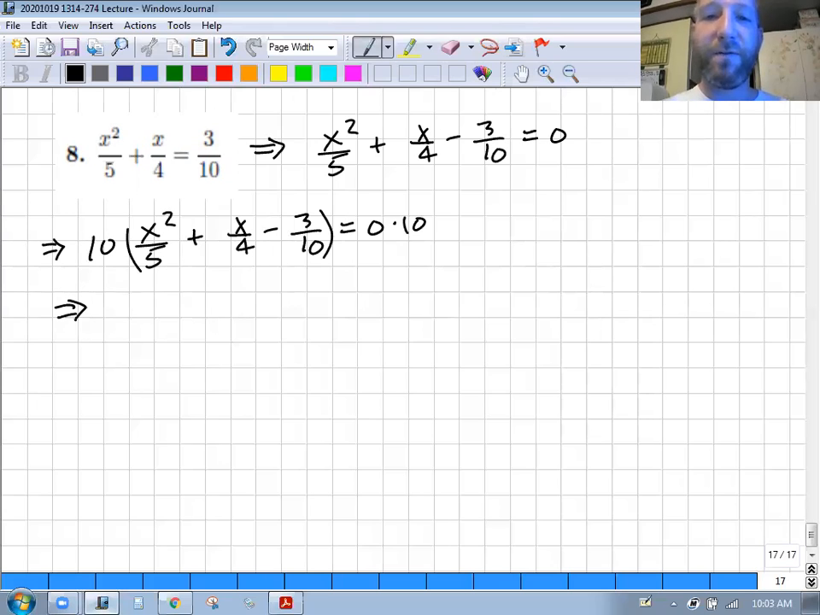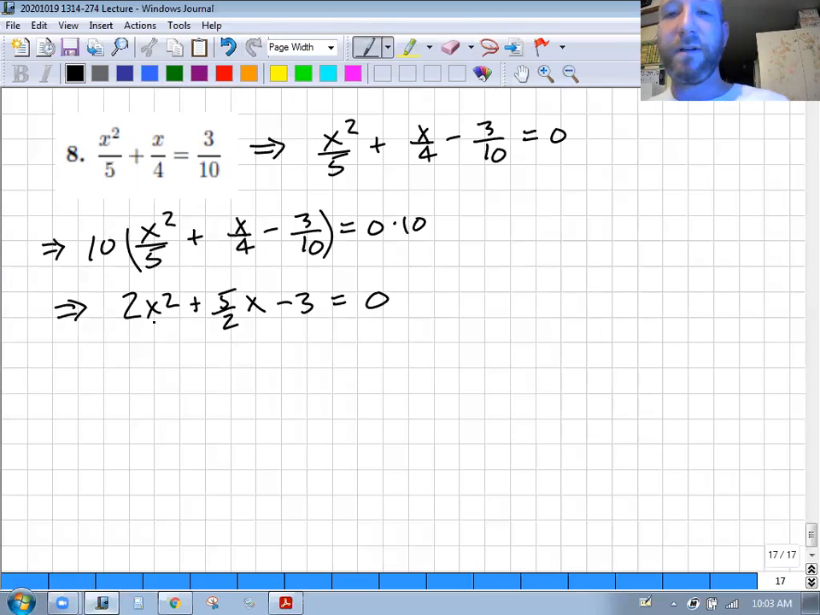All right. If we do that, 10 over 5 is 2. Let's see, 10 over 4 would be 5 halves x, right? And then the 10 over 10 would just be 1. And 10 times 0 is 0. So look at that. We got rid of almost all the fractions, right? We still got a 2 down here, right? Let's just multiply both sides by 2.